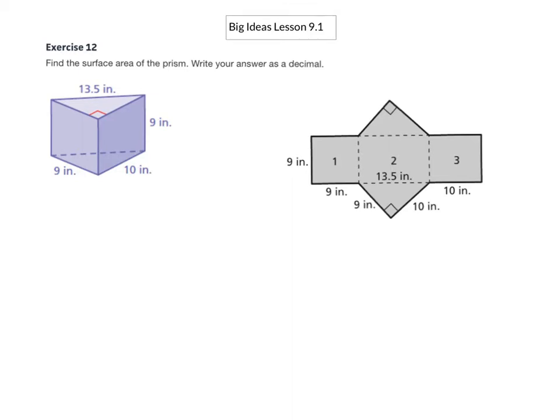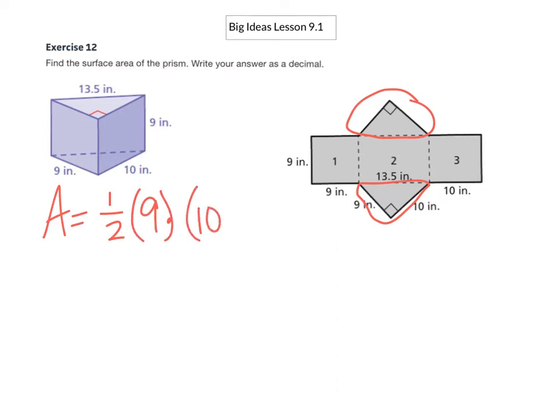So when we look at this problem, I'm going to calculate the area of the base first, okay? The base is what this prism is sitting on. So we have those two bases. So area of the triangle would be 1/2 times base times height. In this case, it's 9. Let's use parentheses. Times 10, and then we end up with 45. Okay, so each of these bases, the area is 45 inches squared.